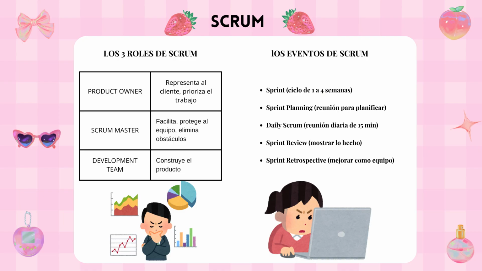Let's start with Scrum, the most widely used agile framework today. Scrum is built on three pillars: transparency, inspection, and adaptation. When it comes to roles, there are three. First, the product owner, who represents the client and manages the priority list. Second, the Scrum Master, who guides the team and removes obstacles. And third, the development team, who actually build the product.